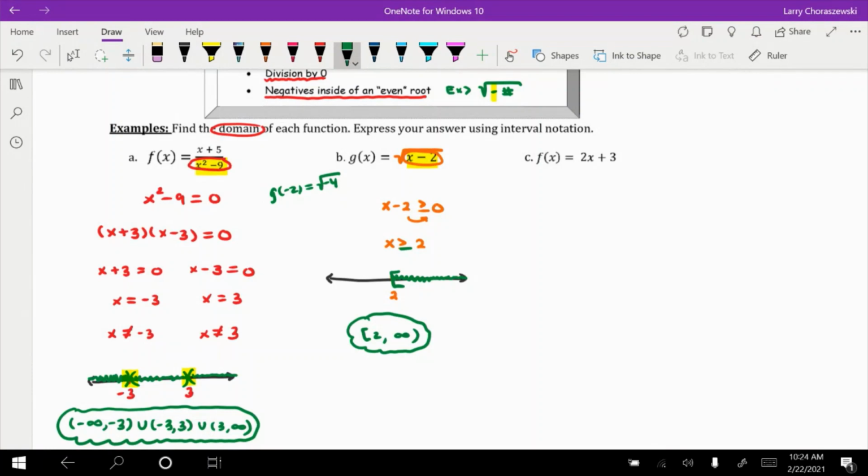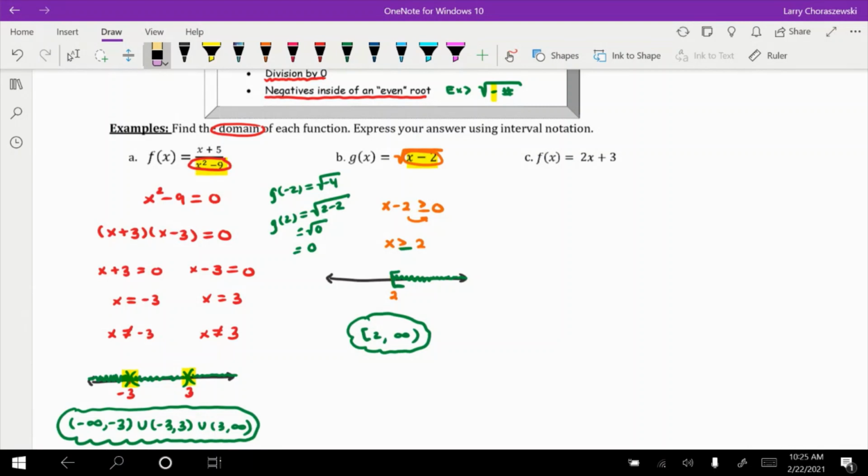Okay, so that's the approach for square roots. Now, if the square root is in the denominator, you don't want to include the 2, because remember what 2 creates. G of 2 gives us the square root of 2 minus 2, which is the square root of 0, which gives us 0. So if this were written as 1 over the square root of x minus 2, then we would have to use a parenthesis on the 2, because that would create division by 0 in addition to everything else that's going on here. So just a little heads up on that.